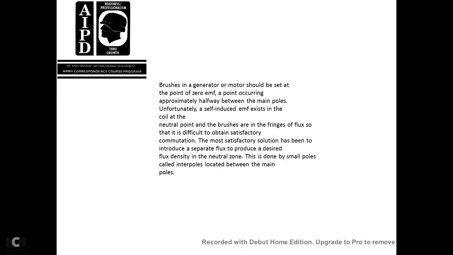The brushes of a generator or motor should be set at the point of 0 EMF, a point occurring at approximately halfway between the main poles. Unfortunately, a self-induced EMF exists in the coil at the neutral point, and the brush is at the fringes of the flux, so it is difficult to obtain satisfactory commutation. The most satisfactory solution has been to introduce a separate flux to produce the desired flux density in the neutral zone. This is done by small poles called interpoles, located between the main poles.